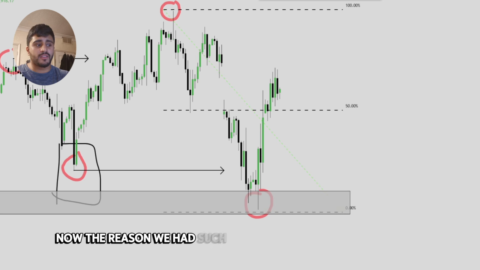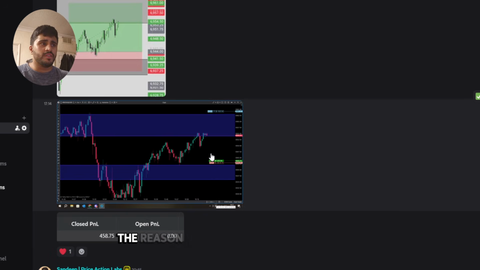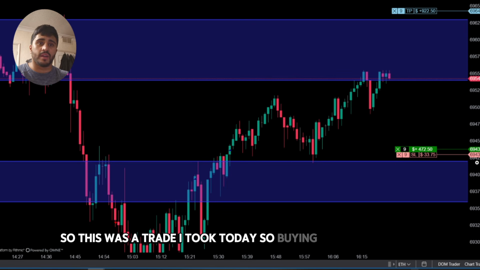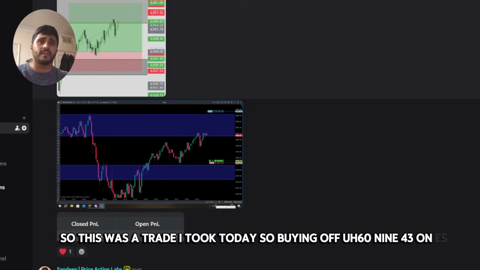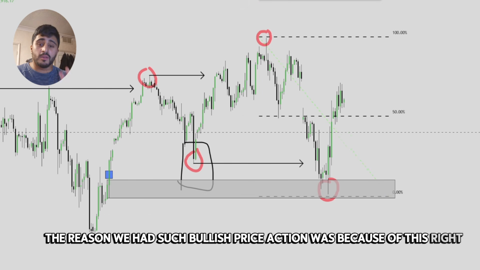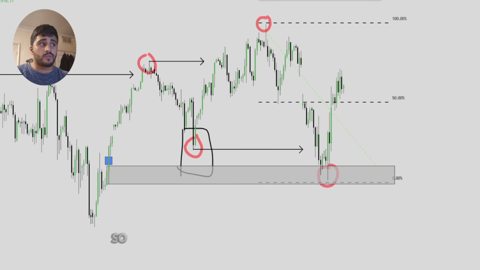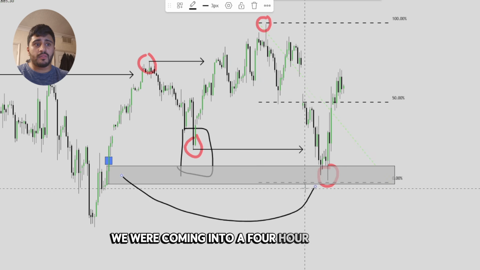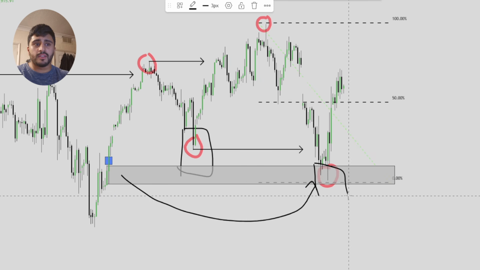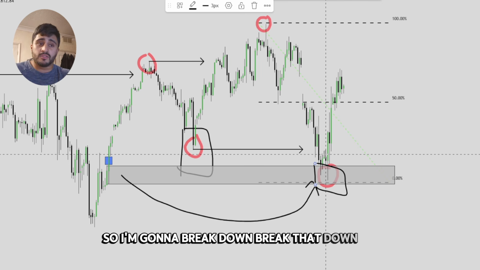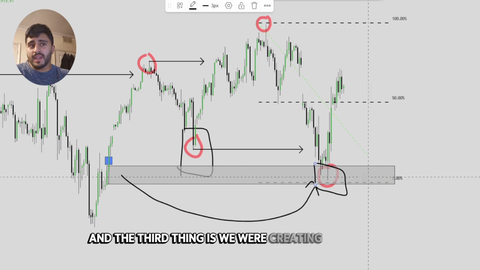Now, the reason we had such, I mean, I even took some of them, right? The reason we had such bullish activity, right? So this was a trade I took today, so buying off 69.43 on ES. The reason we had such bullish price action was because of this, right? There were 3 main reasons, right? So even more probably. So one of the reasons is we were coming into a 4-hour fair value gap, which holds some weight. The second thing is we were reacting off here with order flow, so I'm going to break that down as well. And the third thing is we were creating a dealing range.